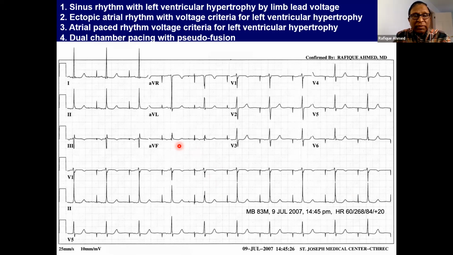Is it that the ventricular pacing spike is falling on the R wave? That's the whole point. Yeah. So this is the question I designed.